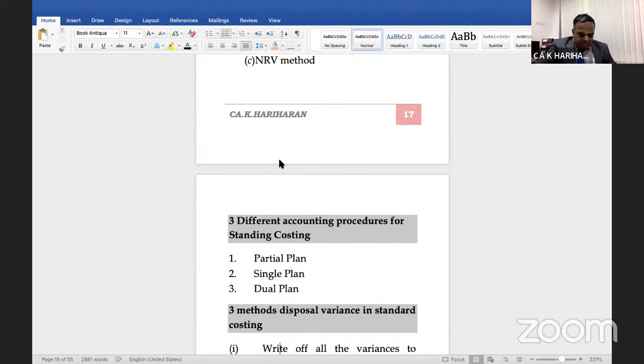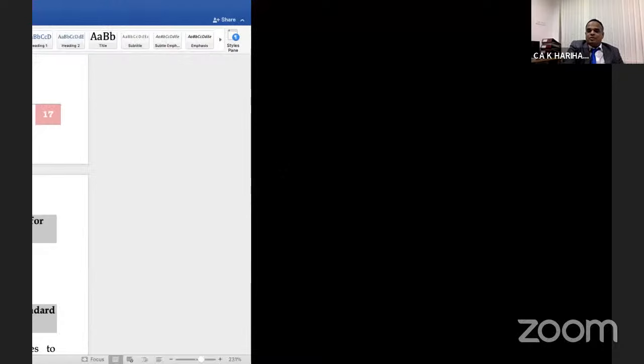Three different accounting treatment procedures, what are they? Partial plan, single plan, dual plan in case of standard costing. Single plan: whenever variance occurs, immediately I'm going to give the posting. Transaction going to be the posting, then it's called single plan. Partial plan: variance has happened, I'm accumulating, cumulatively I'm going to post the entry, then it's called partial plan. Dual plan: I'm going to express the variance in terms of percentage, then it's called dual plan.